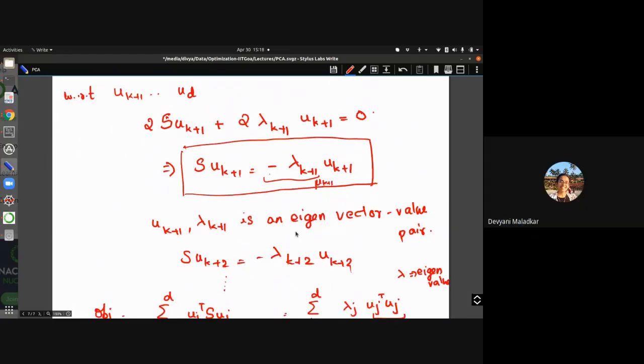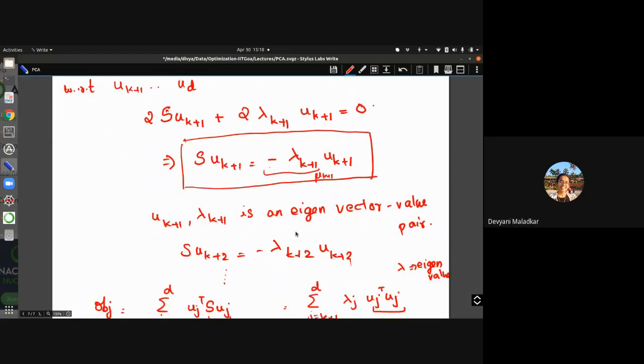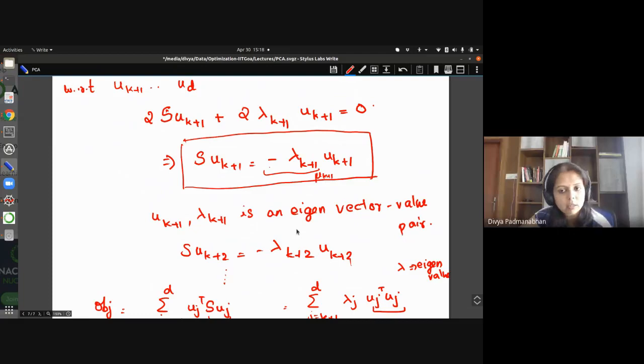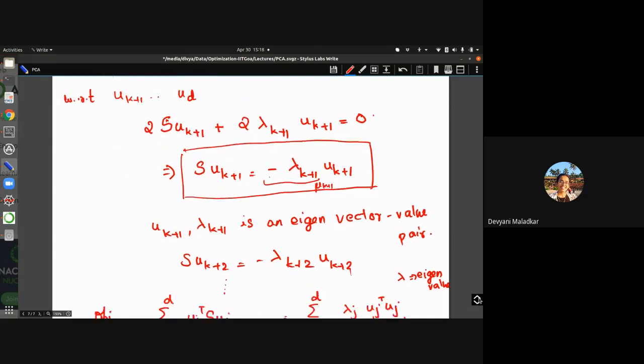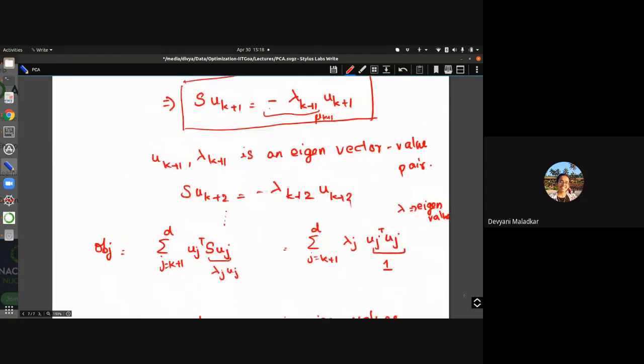So, ma'am, then lambdas are going to come out to be less than 0. Why? Because S is positive. Yes, when you take it as minus lambdas, the lambdas will come out as less than 0. True. So, ma'am, when we put it in the actual minimization, our objective function, will we also be considering the eigenvalues or the negative of the eigenvalues?